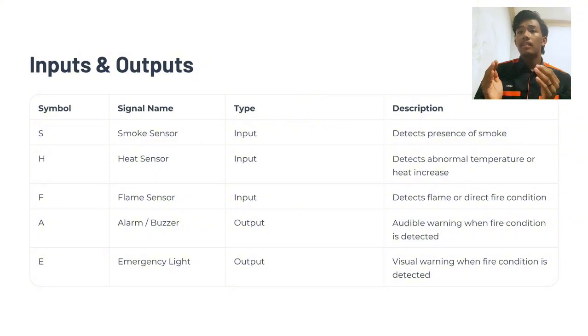So the output devices are the alarm and the emergency light. When the conditions in the Boolean expression are satisfied, the output becomes logic high, which means on, causing the alarm to sound and the emergency light to turn on as a warning to the user.